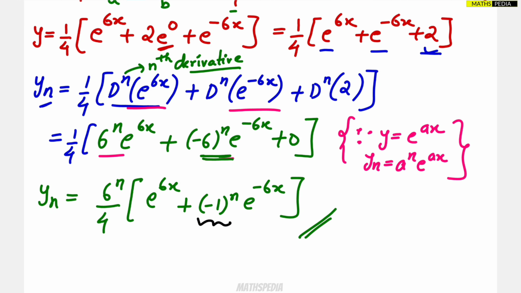Some students will write minus e power minus 6x and all, because the minus sign we didn't take outside. But you have to understand: from minus 6 power n, you are taking 6 power n as the constant outside. Here the remaining will be minus 1 power n, because we don't know the value of n.